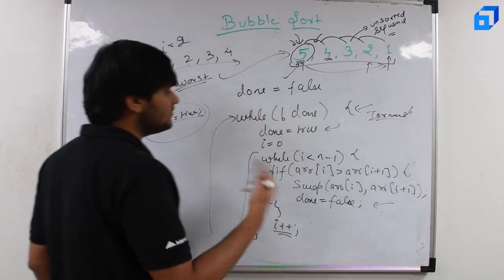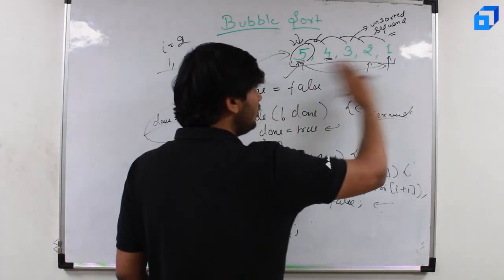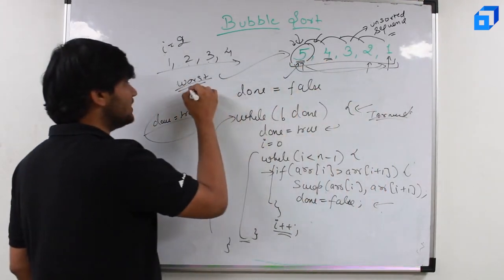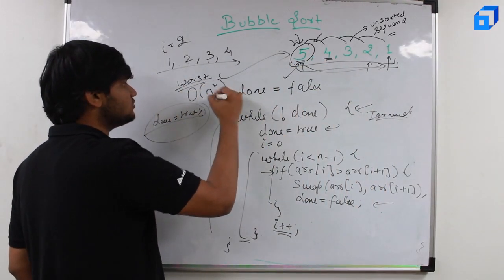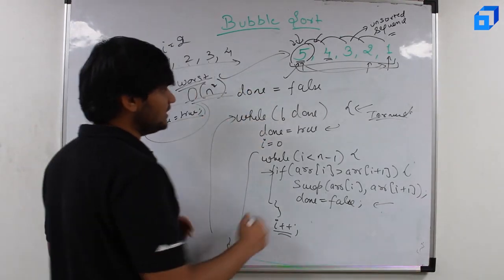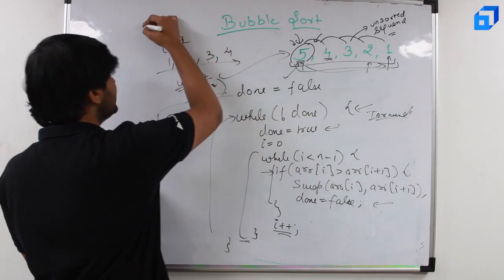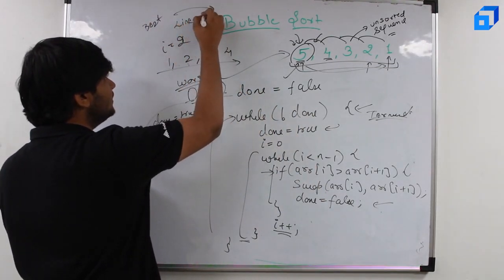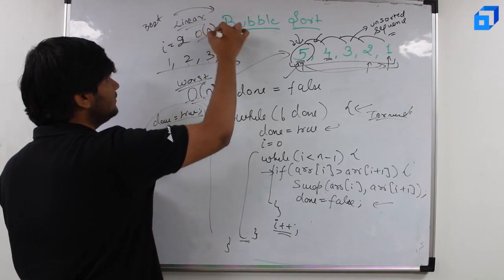But let us say that in the worst case we are iterating over all the n elements, so the number of iterations will lead to a complexity of big O of n square in asymptotic notation. While in the best case, this is going to be a linear scenario. In the best case, the bubble sort algorithm will run in linear time, that is big O of n, right?